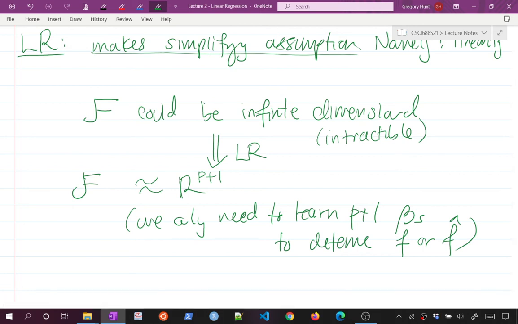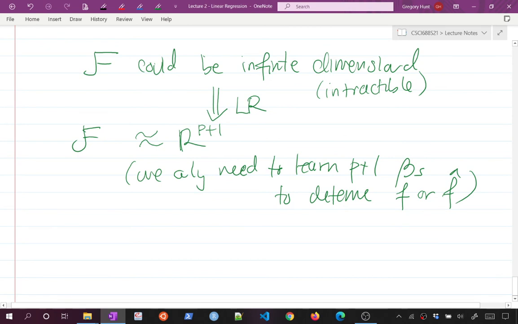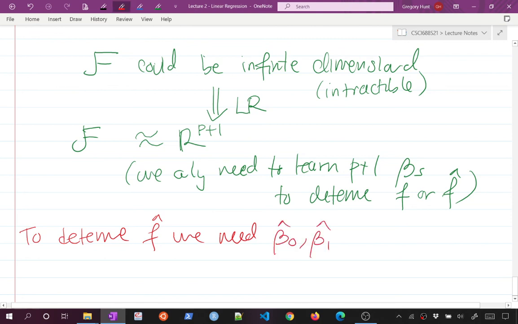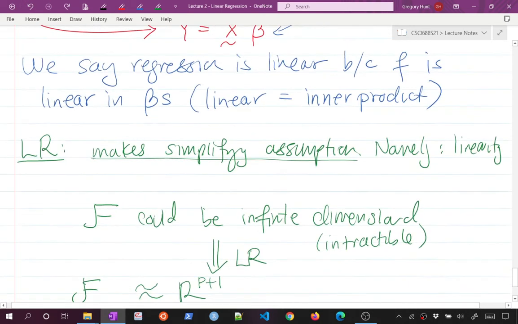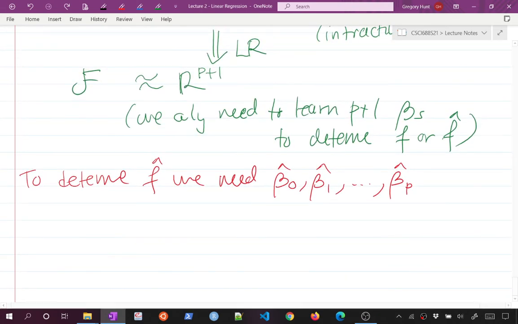So how do we do that, right? In order to determine f hat, we need some estimates of our betas. Let's call them beta hats. If we can get some guesses at what these betas are, then we can form an f hat. Just plug it in the formula above this one, all right? And then we have our estimate. So this is living in a world where the assumption is true. Might not be true, but if it were true, we just have to learn the betas. To learn f hat, we just have to learn the betas.